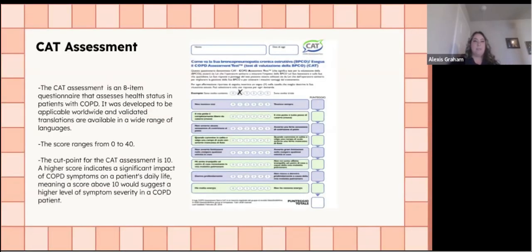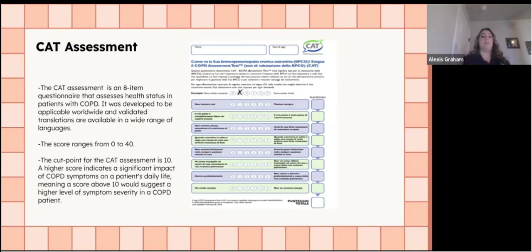You also have the CAT assessment. This is an 8-item questionnaire that assesses health status in patients with COPD. It was developed to be applicable worldwide, and validated translations are available in a wide range of languages. So this can be used universally.